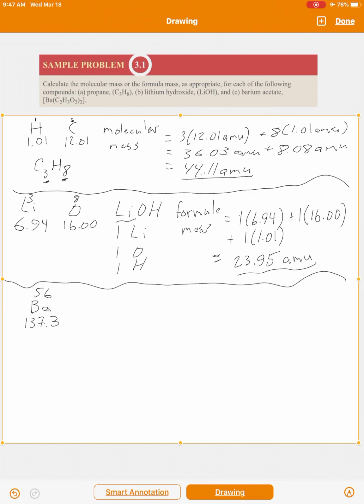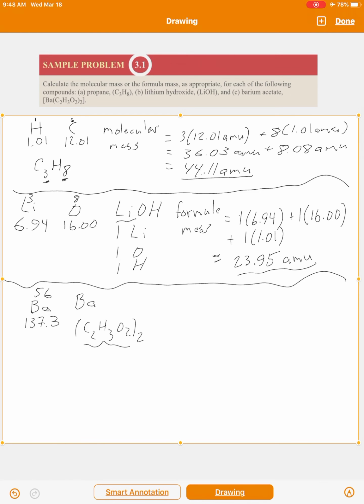We have to count up the number of atoms of every element in this compound. There is 1 barium. If there is no subscript written next to the symbol for the element, that means it's 1. If there is a subscript, that's the number that it would be. However, we now have this complicating factor. C2H3O2, with a 2 outside. What does that mean? That means there's 2 of these acetates.